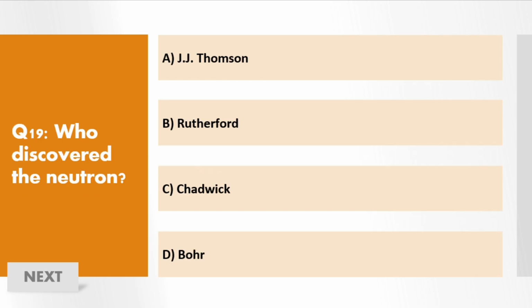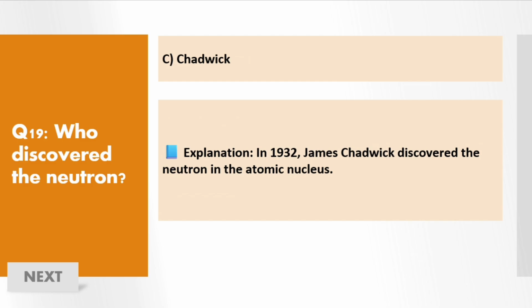Q19. Who discovered the neutron? A. J.J. Thomson, B. Rutherford, C. Chadwick, D. Bohr. Correct answer: C. Chadwick. Explanation: In 1932, Chadwick discovered the neutron in the atomic nucleus.